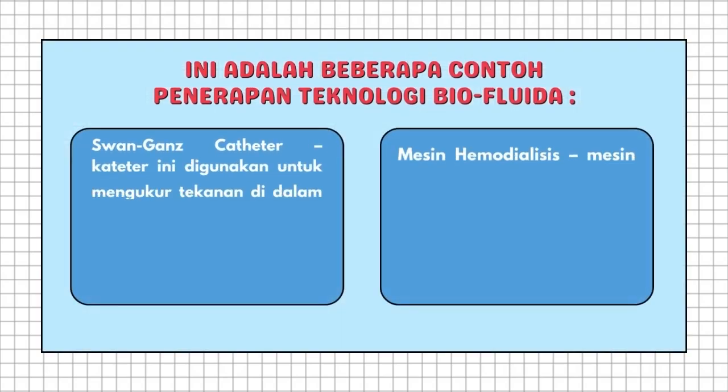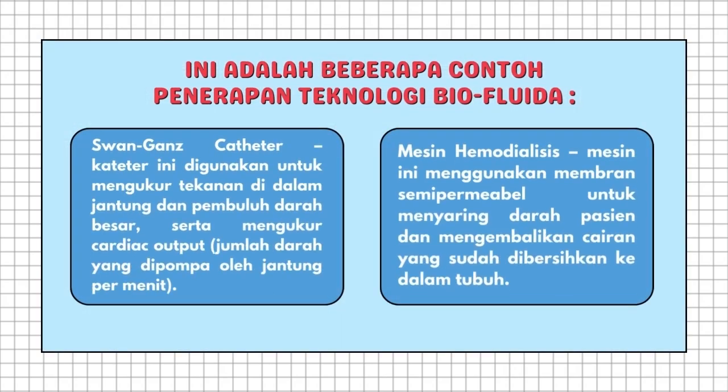Ini adalah beberapa contoh penerapan teknologi biofluida. Yang pertama ada Swan-Ganz catheter. Kateter ini digunakan untuk mengukur tekanan di dalam jantung dan pembuluh darah besar, serta mengukur cardiac output atau jumlah darah yang dipompa oleh jantung per menit.